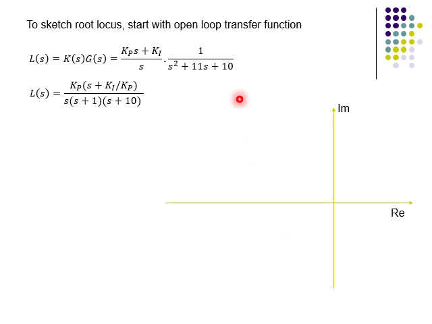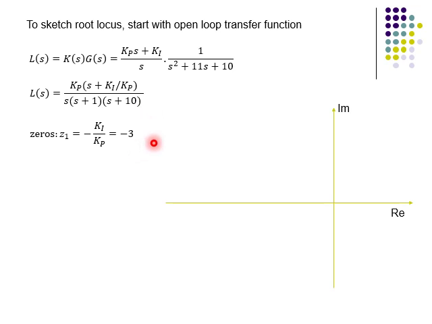So we can factorize the denominator of the plant transfer function here, and we see that we have two poles from the plant which are at -1 and -10. So to sketch the root locus, we can first just write down the values for the zeros and poles of the open loop transfer function.